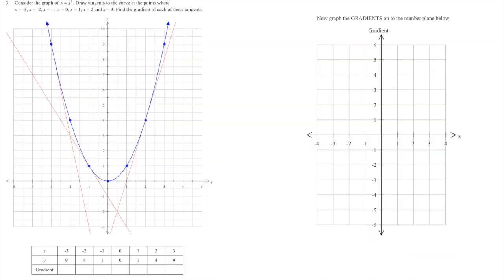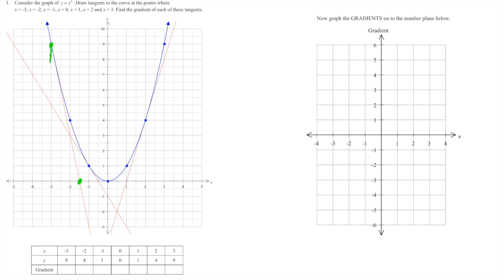Let's try the process again for question number 3. Okay, we've got y equals x squared there. Now we've got a few tangents there that have been drawn in. Let's go to x equals -3, this point here. So this is the point here we're looking at. If I try and find another point, so I'm going to use this point here, another point on my tangent, so there's my tangent, it runs down like this. You can see the red line faintly there.